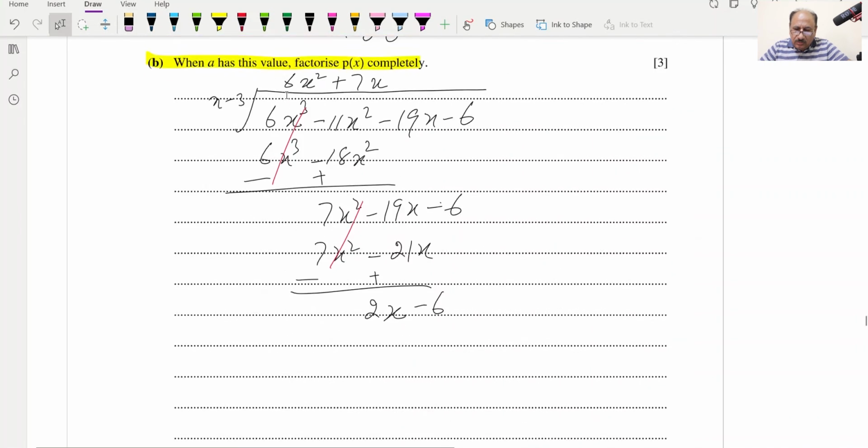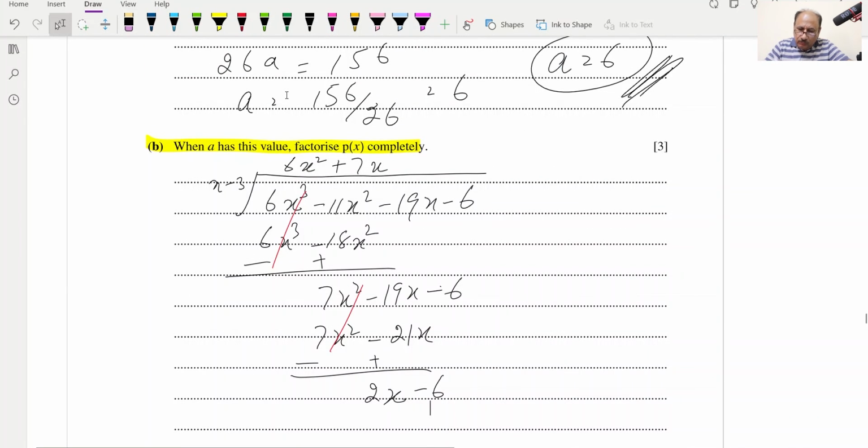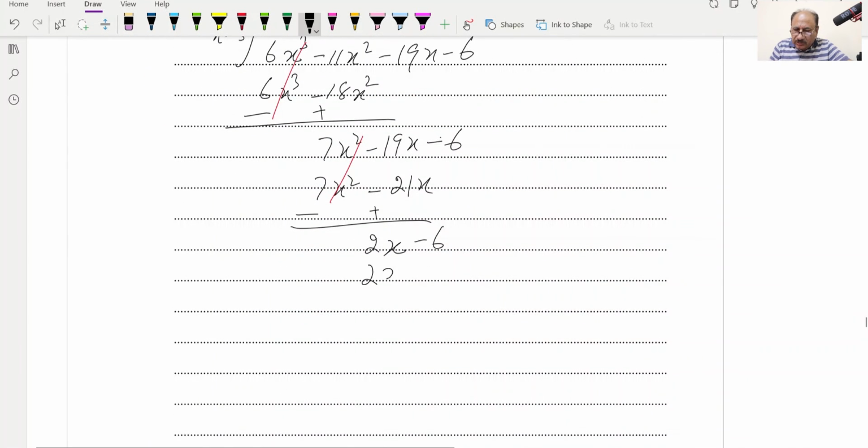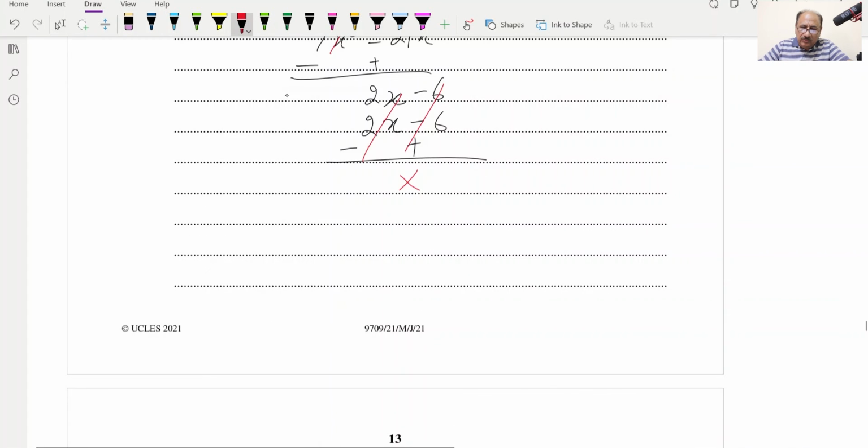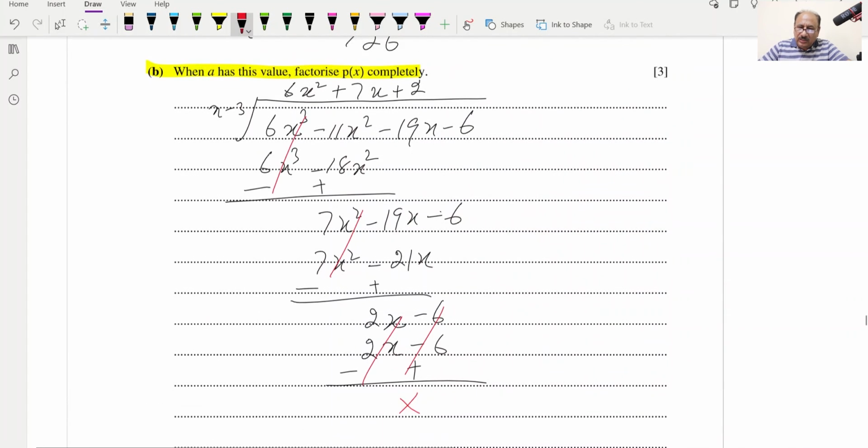Now we can multiply by 2, so plus 2, and we will get 2x minus 6, 2x minus 6, and by changing sign we can cancel this, no remainder, and our terms will be what? We can write our term over here. So it will be x minus 3 into 6x squared plus 7x plus 2.